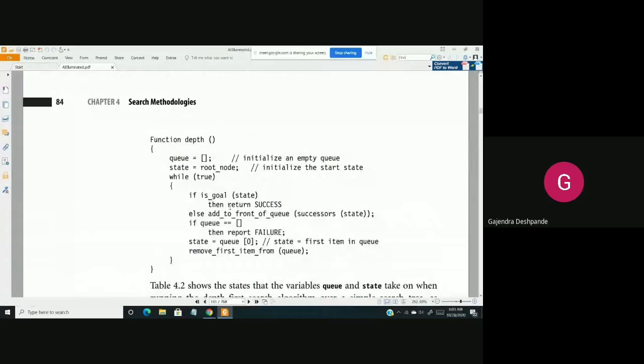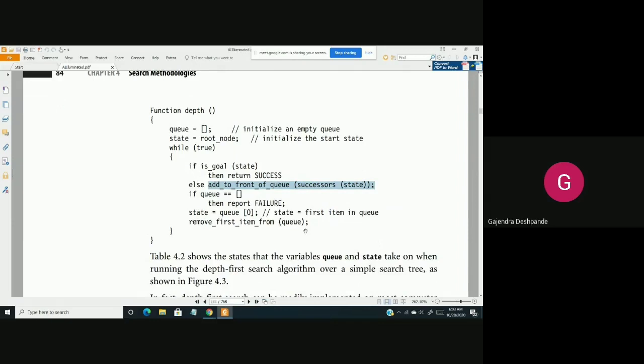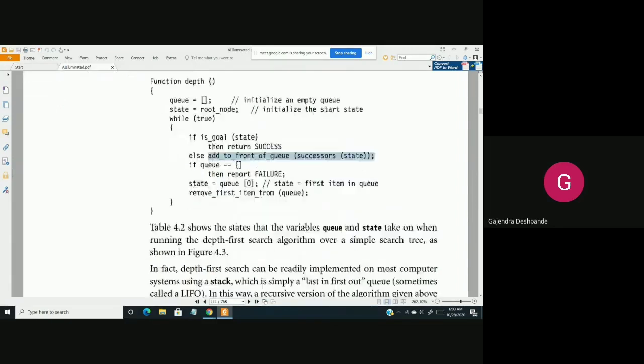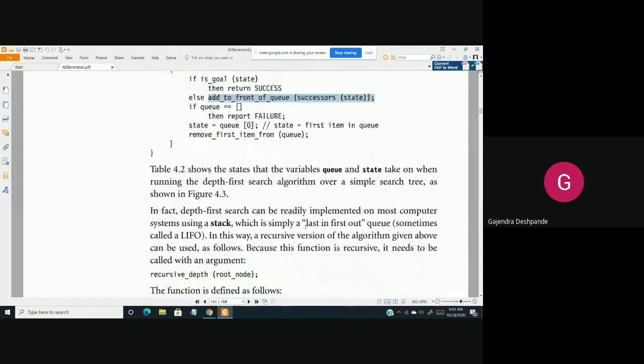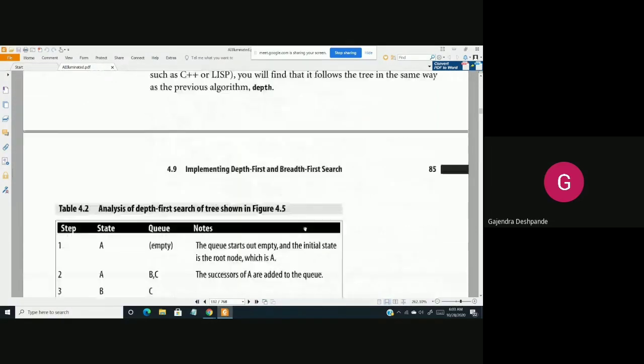Now you see what we are doing here. In case of depth first search, we are adding successors of a node to the front of the queue. Then afterwards we are removing the item from the queue. Now let's see the implementation of breadth first search, how it works.